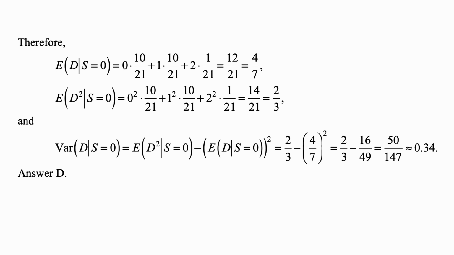Then the variance is the second moment minus the square of the first moment. So it's 2/3 minus 4/7 squared, which is 2/3 minus 16 over 49. The common denominator is 147. And 2/3 is equal to 98 over 147. And 16/49 is 3 times 16, 48 over 147. So 98 minus 48 is 50. Okay, so this is 50 over 147, which is approximately 0.34. Answer D.